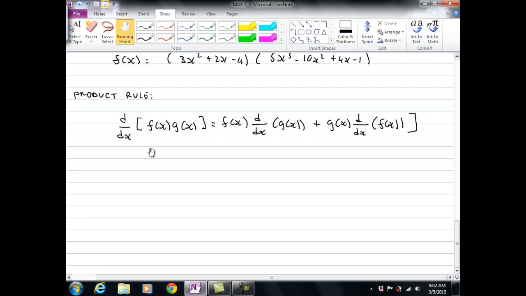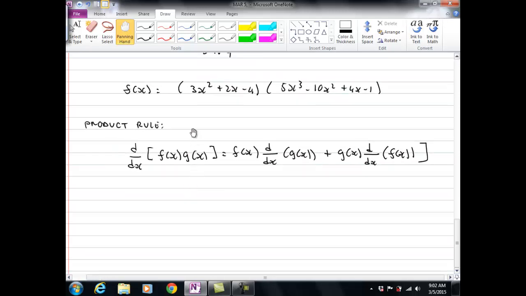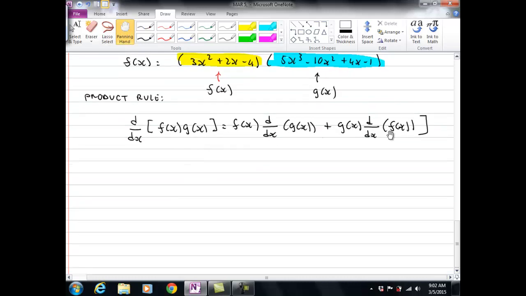The English behind this is very simple. If I want to take the derivative of 2 products, think of this as f of x. Okay, let's highlight this now. We're going to call this f of x. I'm going to call this g of x because there are 2 different things. If I want to take the derivative of those multiplied together, I'm going to use this formula.